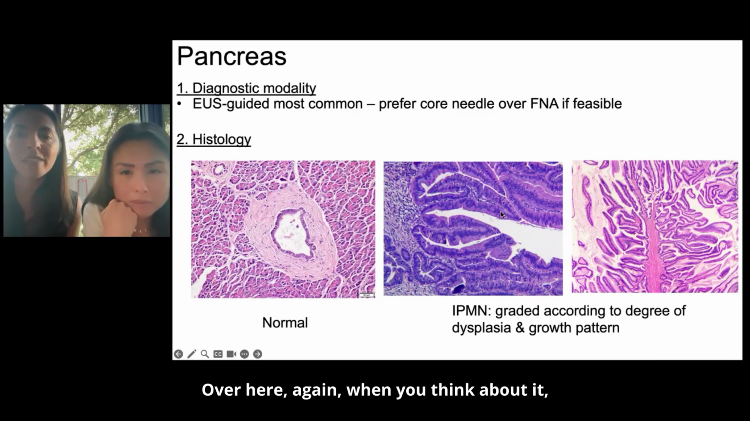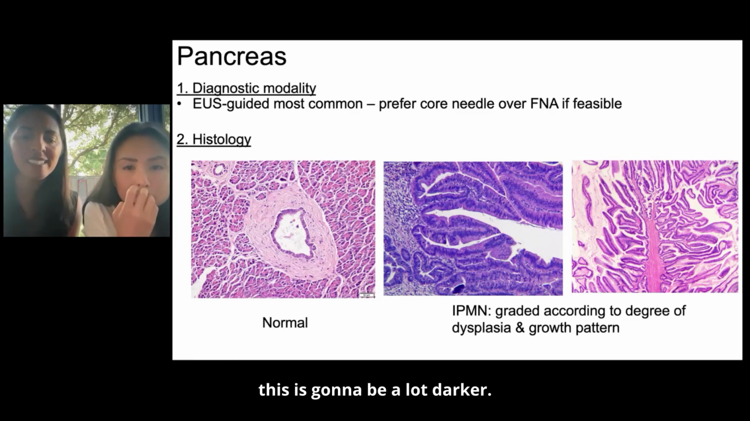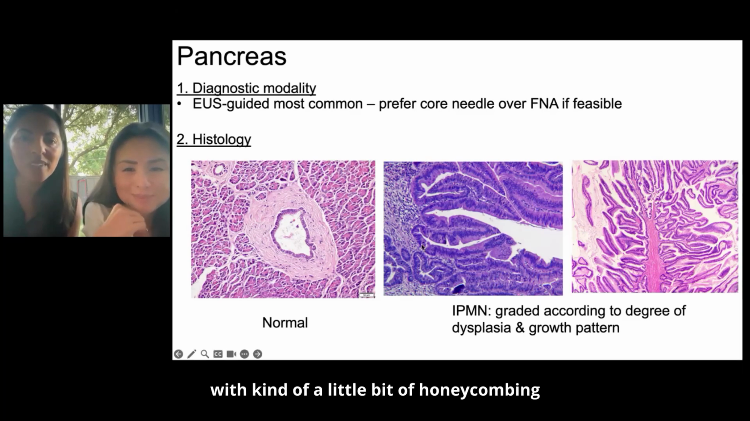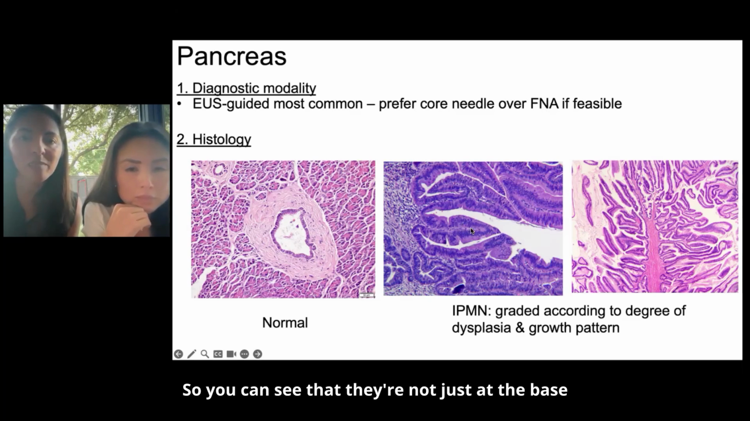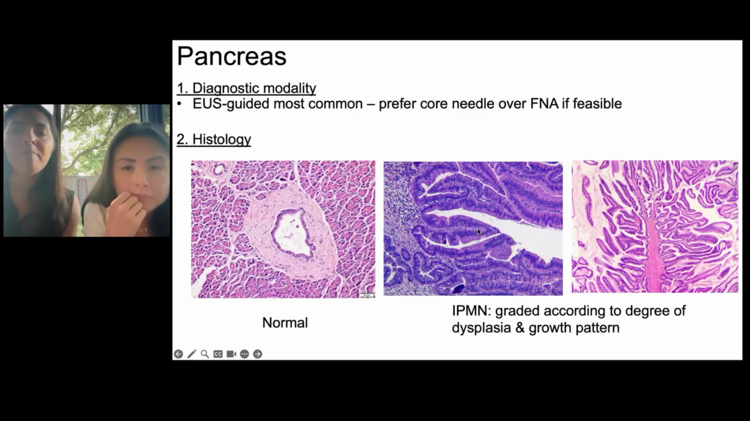Over here, almost like when we were talking about colonic adenomas, this is going to be a lot darker. The architecture can start to get a lot more complex with a little bit of honeycombing and disorganization. All of your nuclei are disorganized, so you can see that they're not just at the base of the cell anymore, but they extend all the way up to the lumen, basically.